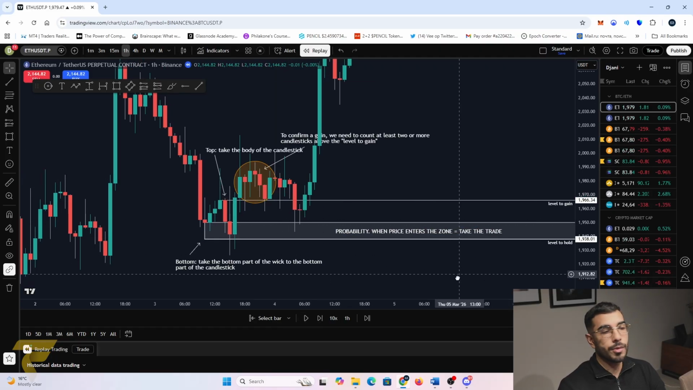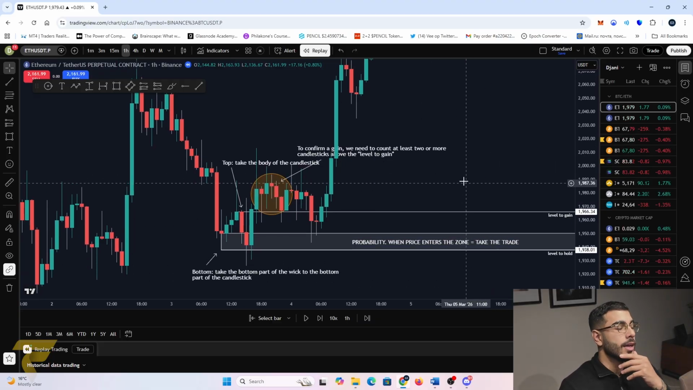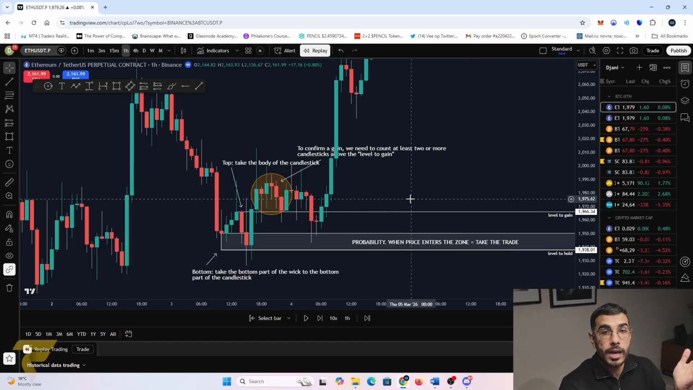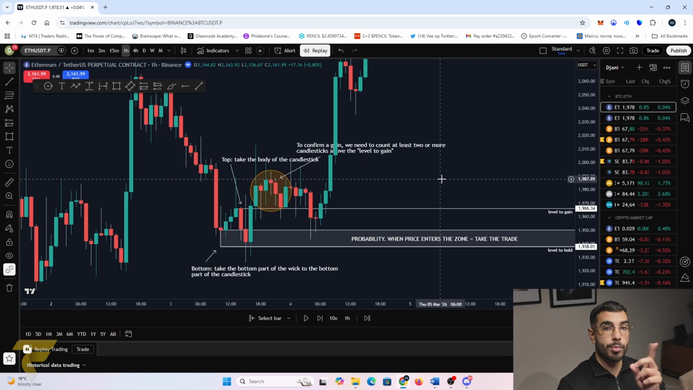So as you can see, obviously this is a very nice example of a reversal that went right. Again, this is a probability. We don't have 100% success rate on the reversals. It can also go left. You can also take an L and lose some money on this. But then again, this is a perfect example of a reversal. Probability: take the trade whenever you see a local confirmation being created.